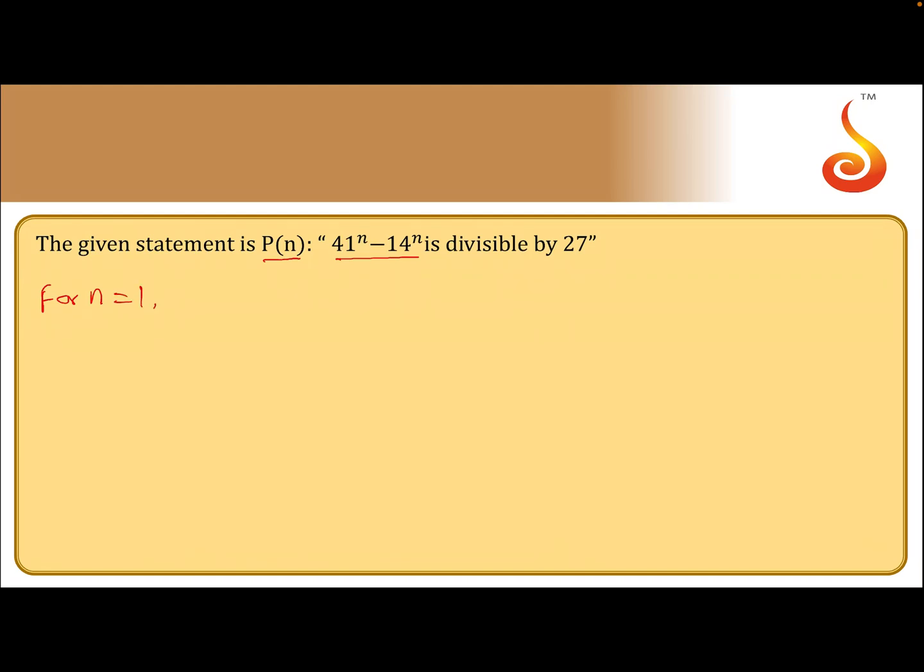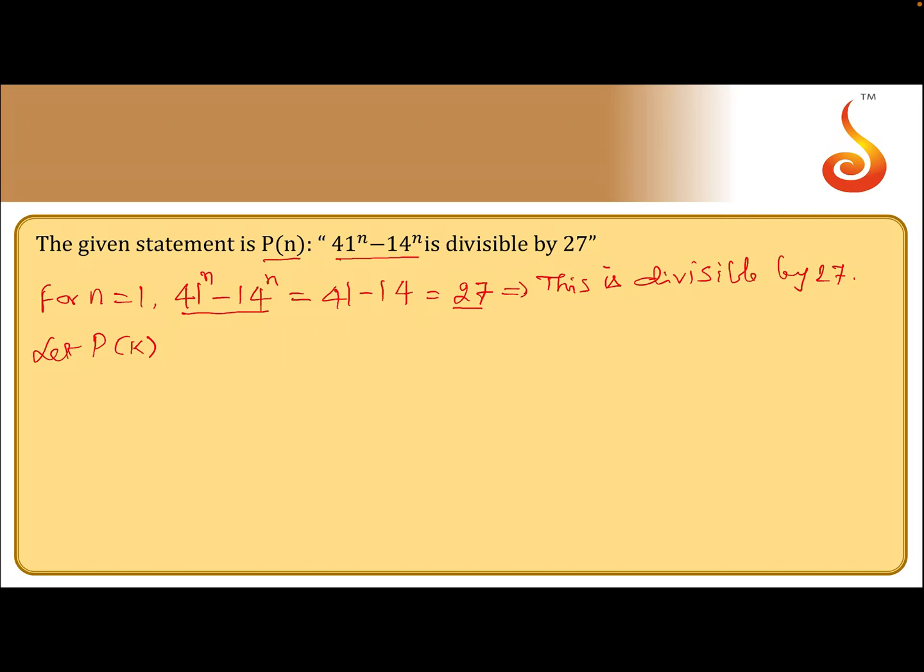For n equals 1, 41 to the power of n minus 14 to the power of n is equal to 41 minus 14, and the value is 27. That implies this number is a multiple of 27, which is divisible by 27. So let me assume that the statement for k values, let P(k) be true.